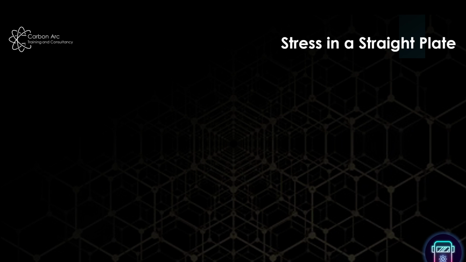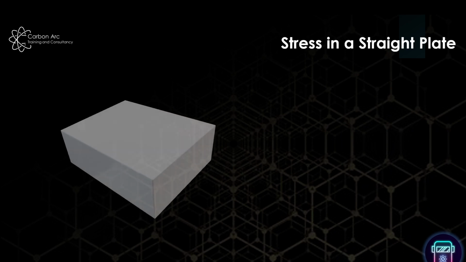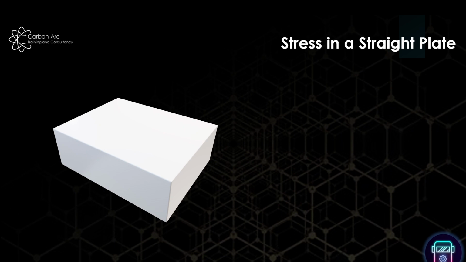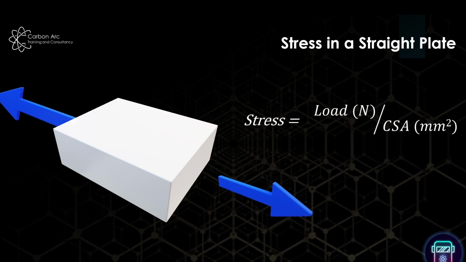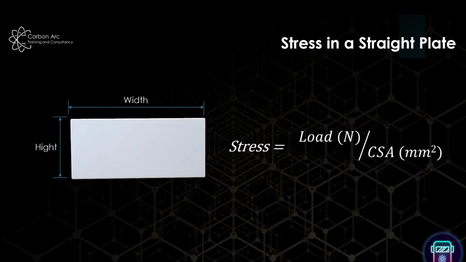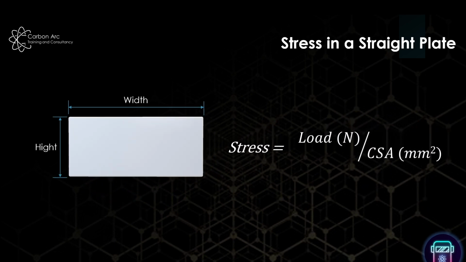So if we fall back to how we'd work out UTS for a solid rectangular bar, we're going to apply some stress to that bar and use the following equation: stress, or the ultimate tensile strength, equals the load at failure divided by the cross-sectional area in millimeters squared. Now, that cross-sectional area is our width times our height to get our millimeters squared.